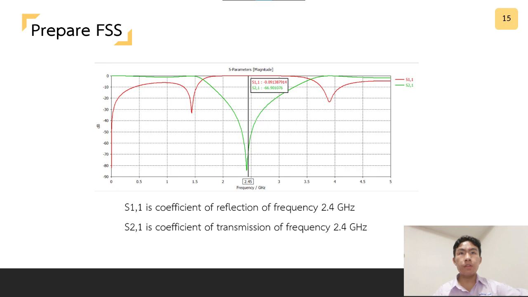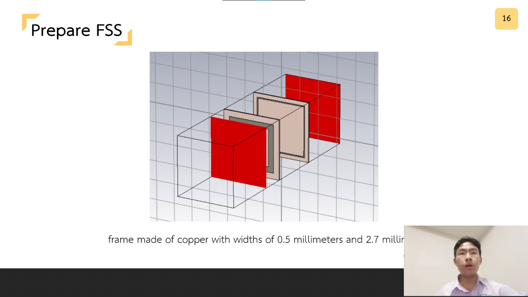Part 1, FSS Preparation. The first part involves preparing the frequency selective surface (FSS). This begins with the design and simulation of the surface material to selectively limit the coverage area of the 2.4 GHz wave. Using CST Studio software to find the dimension that yields the highest reflection efficiency for this 2.4 GHz wave, the dimensions that show the highest reflection efficiency are a frame made of copper with widths of 0.5 mm and 2.7 mm.